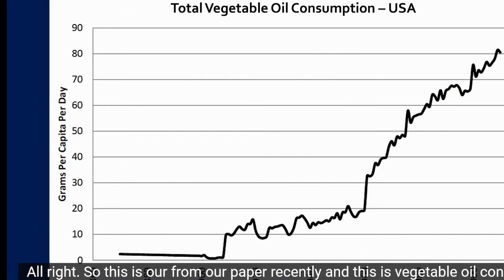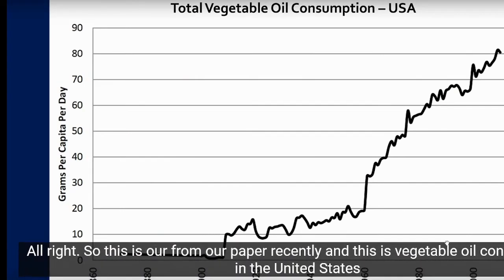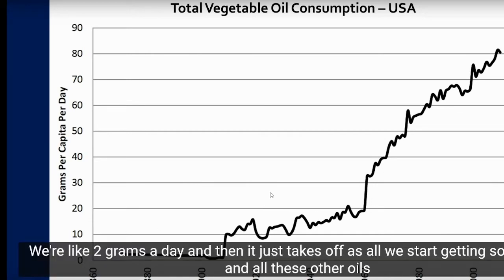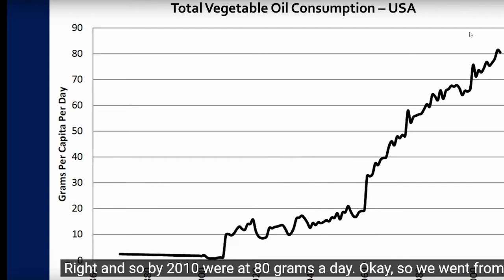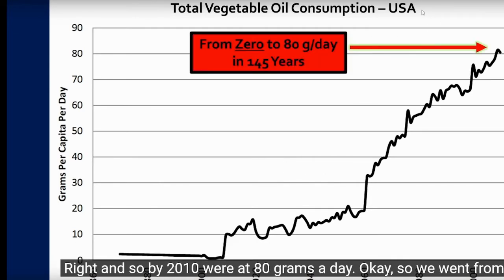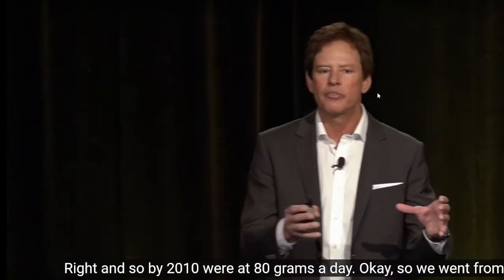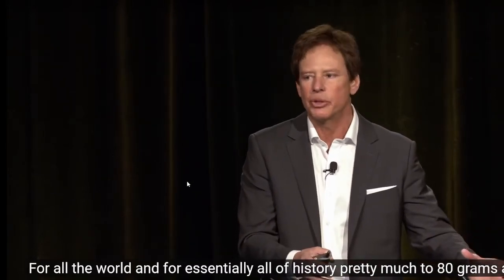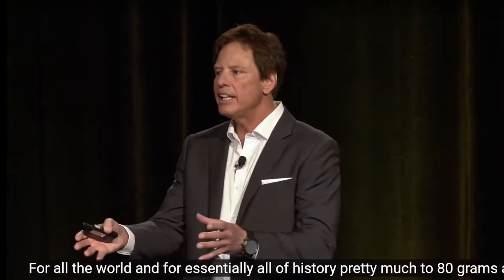All right, so this is from our paper recently, and this is vegetable oil consumption in the United States for essentially all of history. Notice, 1866 to about 1909, we're at like 2 grams a day. And then it just takes off as we start getting soybean oil and all these other oils. By 2010, we're at 80 grams a day. So we went from 0 in 1865, for all the world and essentially all of history, to 80 grams a day.